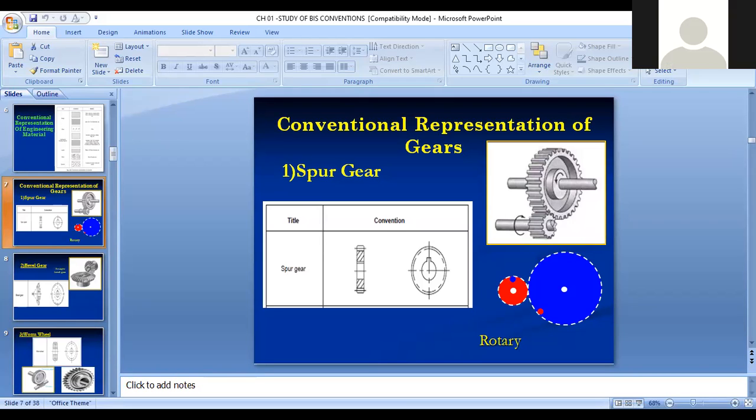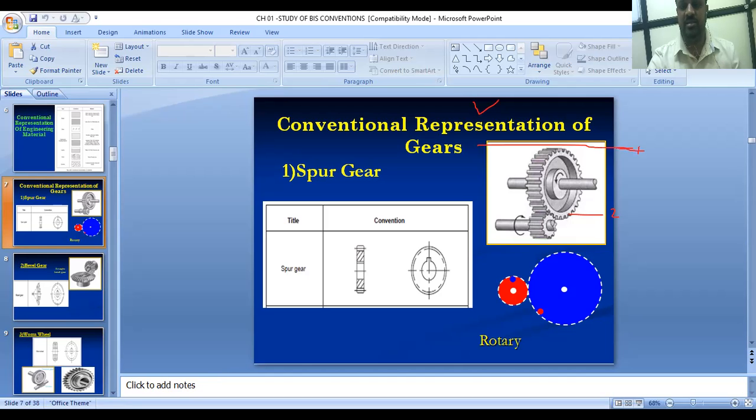Okay. Now here this is the conventional representation of the gear. This is very simple. See, this is your spur gear. This is the actual 3D picture of the spur gear. See, this is shaft number 1, and this is shaft number 2. Here you can easily see both the shafts are parallel to each other. This is the axis of this shaft, and this is the axis of this shaft.